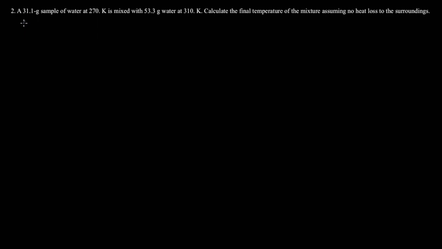Now let's try a slightly more challenging problem. A 31.1 gram sample of water at 270 degrees Kelvin is mixed with a 53.3 gram sample of water at 310 degrees Kelvin. Calculate the final temperature of the mixture, assuming no heat loss to the surroundings.